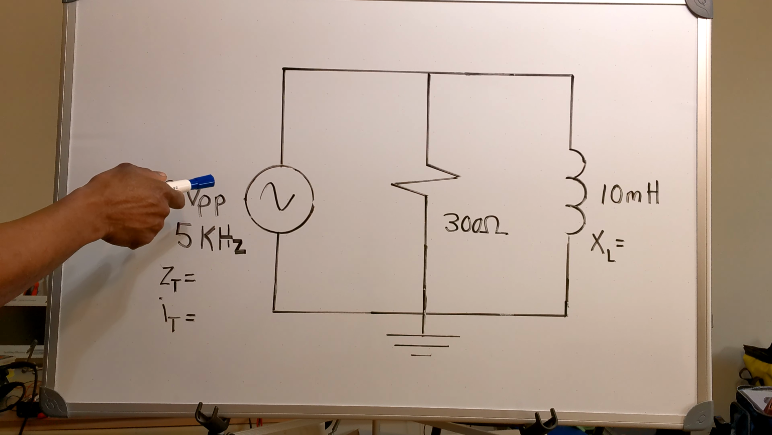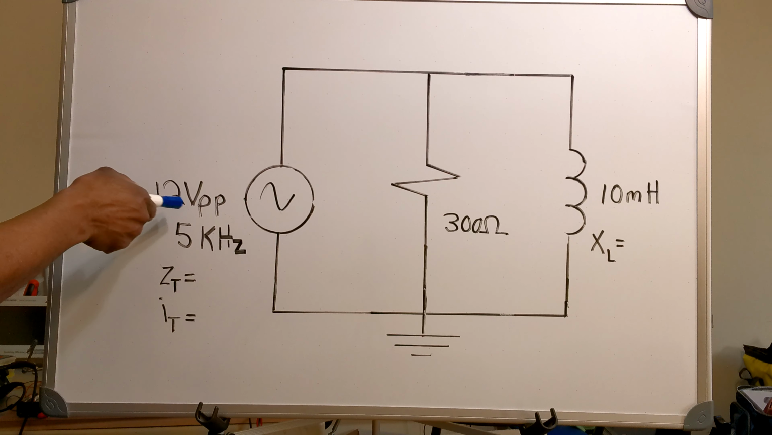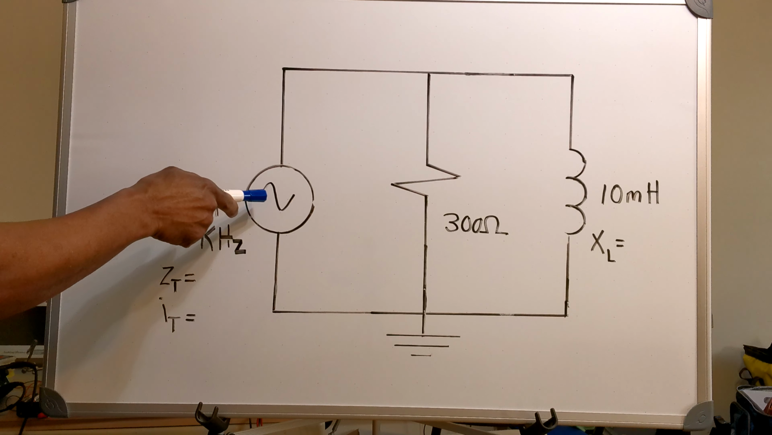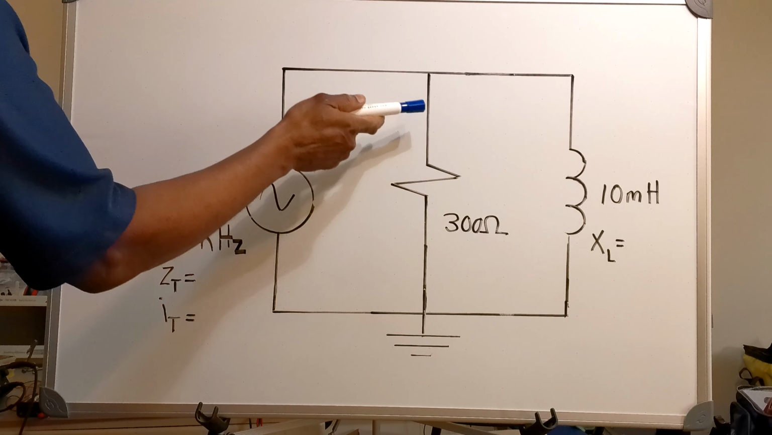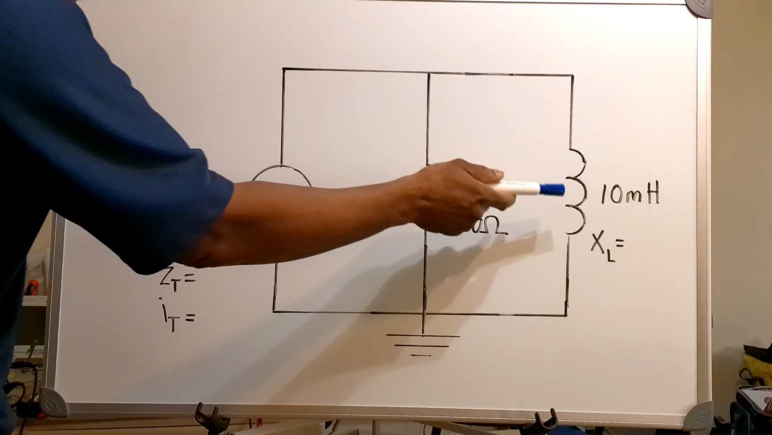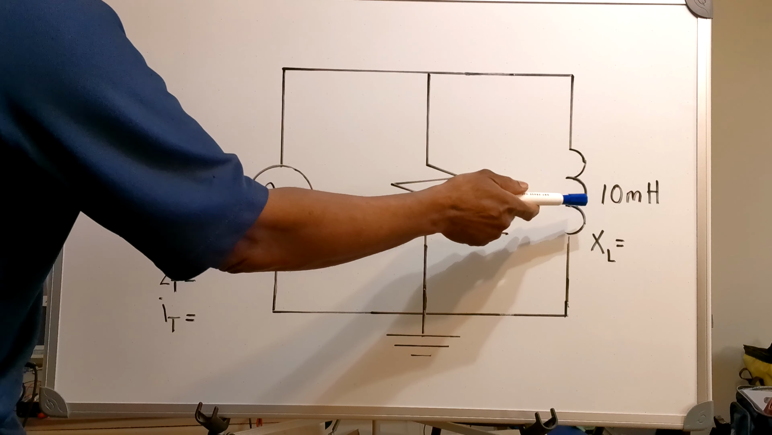Now in this video, I've got a 12 volt peak to peak, 5 kilohertz sinusoidal input in parallel with a 300 ohm resistor and a 10 millihenry inductor.